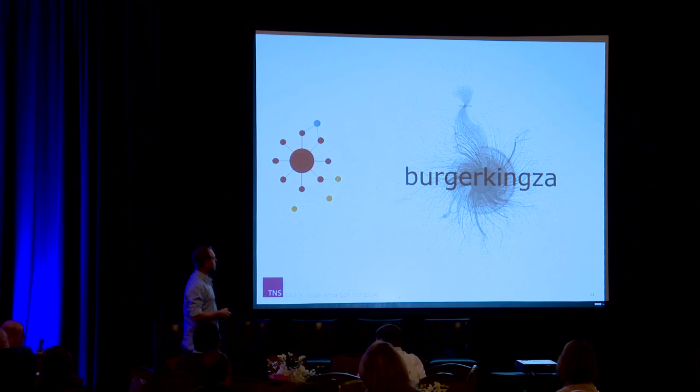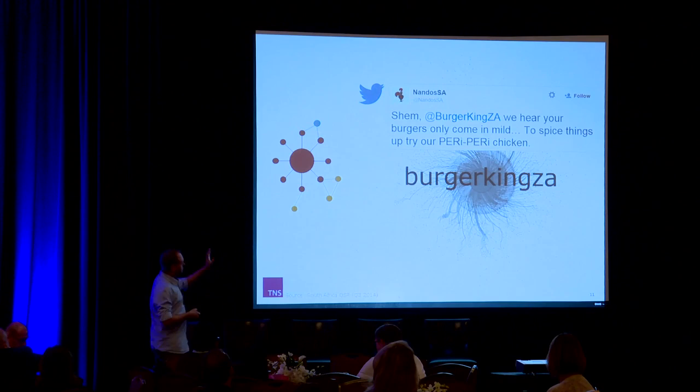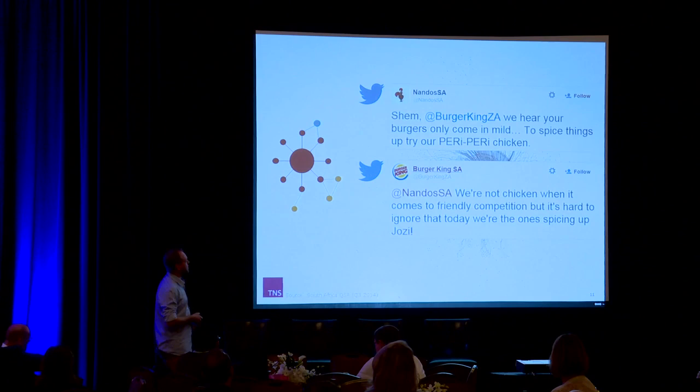Smack talk between brands. Saying, shame, Burger King, we hear your burgers only come in mild. To spice things up, try our peri-peri chicken. To which Burger King responded, we're not chicken when it comes to friendly competition, but it's hard to ignore that today we're the ones spicing up Johannesburg.